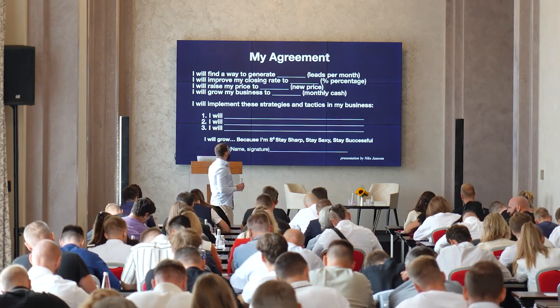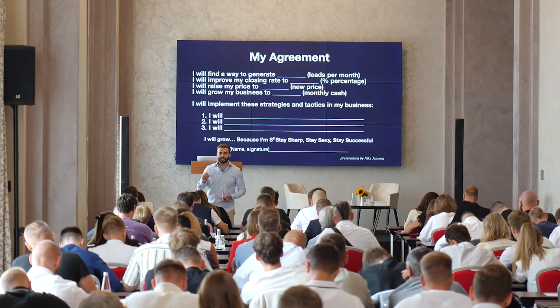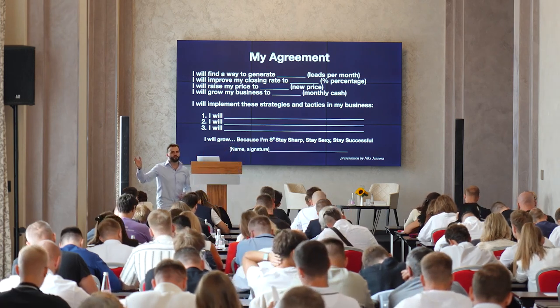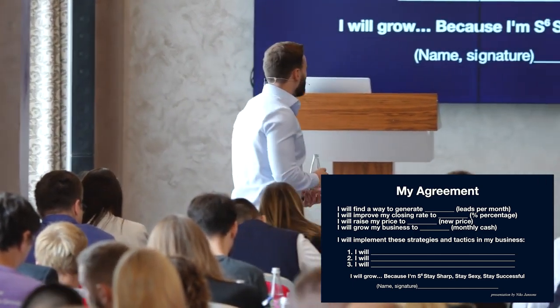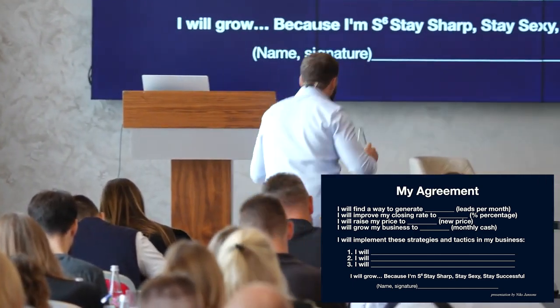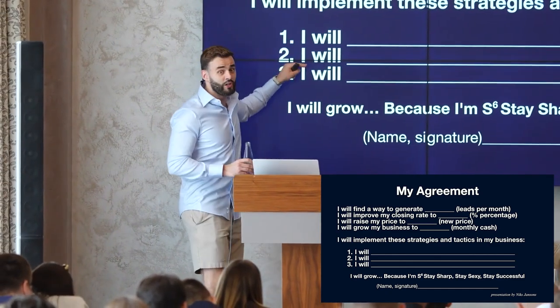Next, I will grow my business to what kind of monthly revenue per month? How much cash later per month? 5, 10, 20, 100, 250, 500, blah, blah, blah. Just write the number. And then I want you to write, I will implement these strategies. And what you will do?